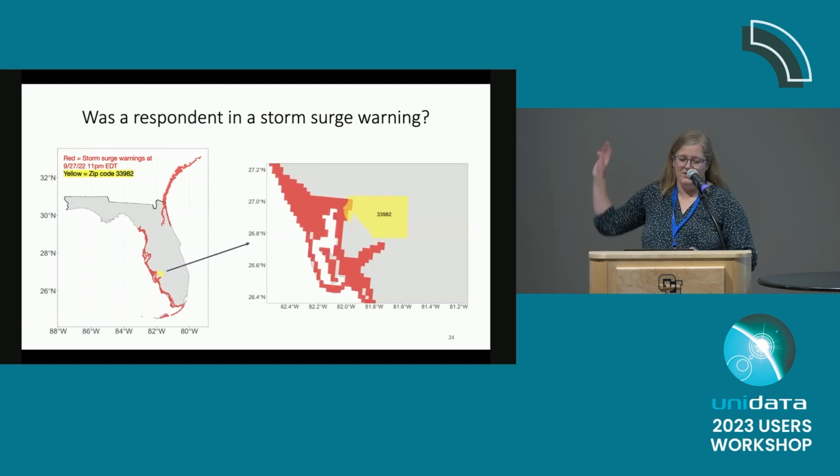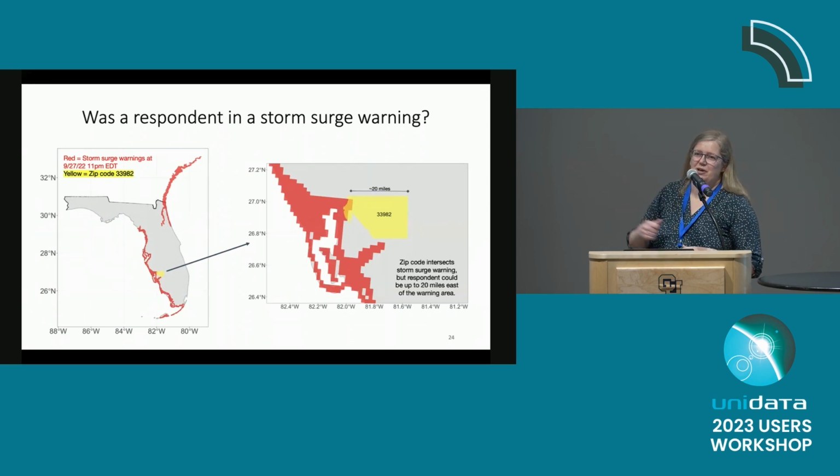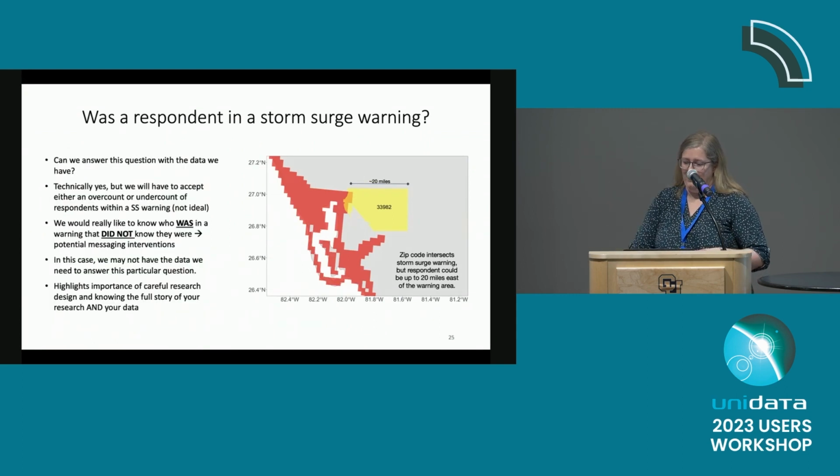And so here I just have the storm surge watches and warnings in red, and in yellow I have one example of a really badly oriented, for our purposes, zip code. And you can see that there's just a tiny little bit of the zip code that was in the storm surge watch and warning, and a huge area that was not. And you could actually be up to 20 miles away from the warning if you're in this zip code.